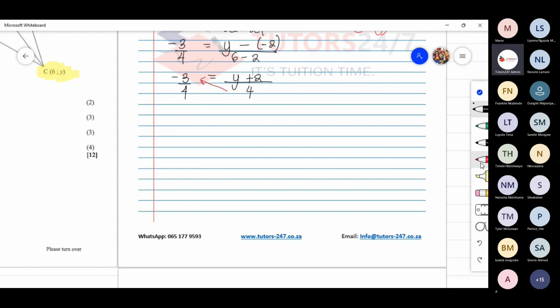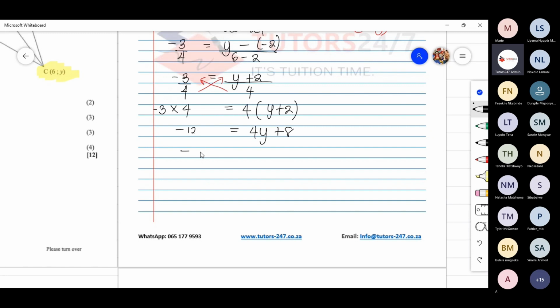Actually not, for the sake of understanding, it is a bit of a longer method, so I'll just do the full cross multiplying. So we cross multiply, it's going to be the 4 from the right, multiplying with the -3 from the left, equals the 4 from the left, cross multiplying with the y plus 2 on the right. From this point, we've got -12 equals 4y plus 8.